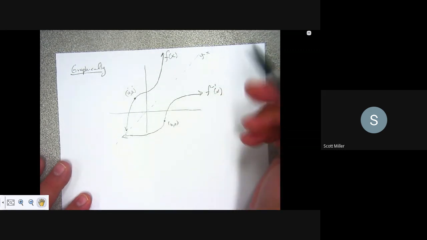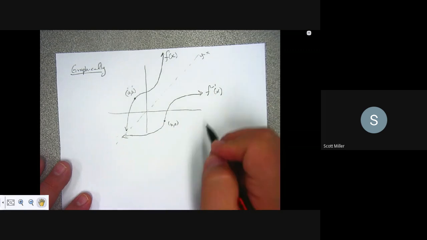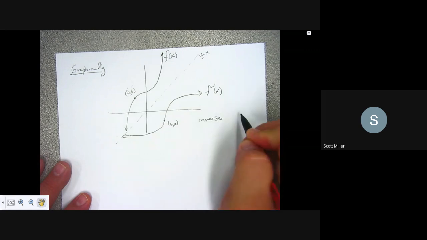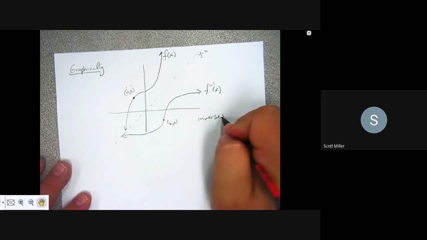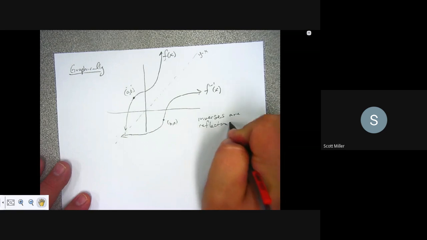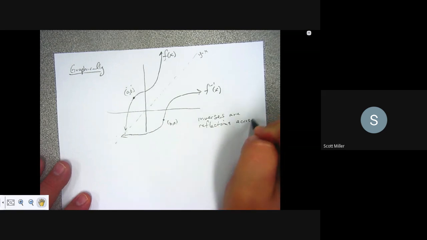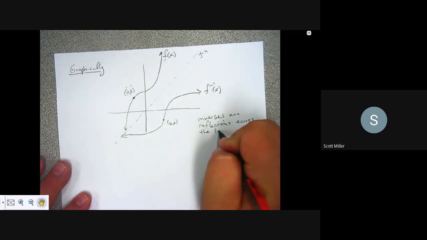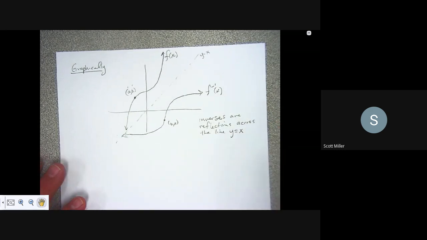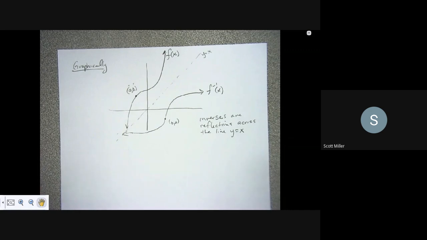So inverses are all reflections. Inverses, whether they're functions or not, is irrelevant. Are reflections across the line y equals x every single time. And you'll see this pop up again in just a moment. But that's how inverses and things go.